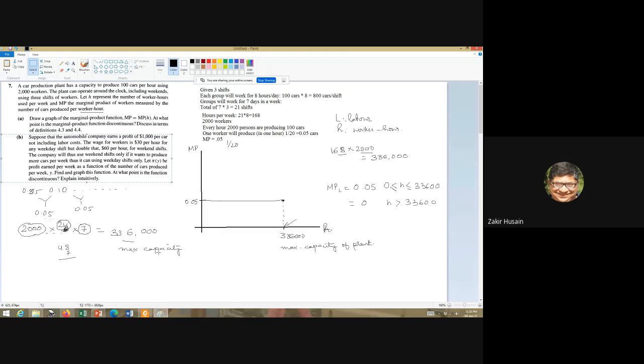Okay, suppose the automobile company earns a profit of 1000 per car, not including labor cost. So the labor cost has to be deducted from profit. Wage for workers is 30 per hour for any weekday shift, but double that, that is 60 per hour, for weekend shifts.